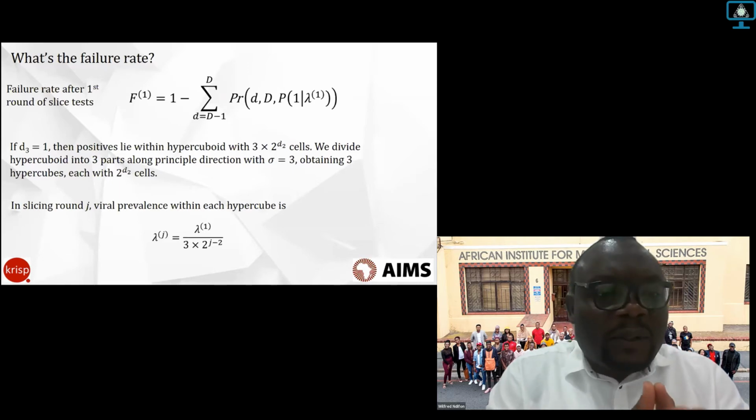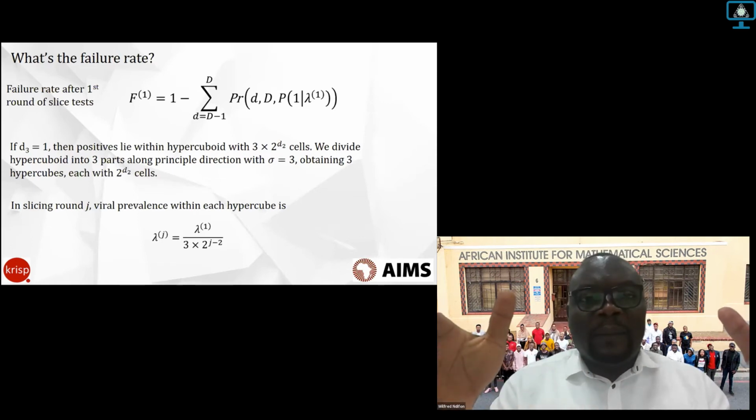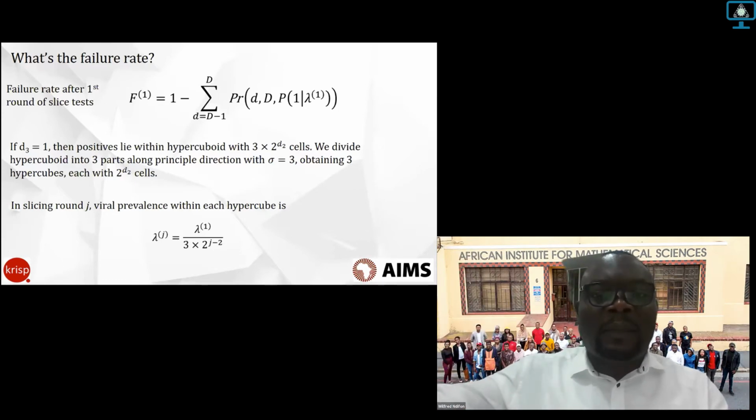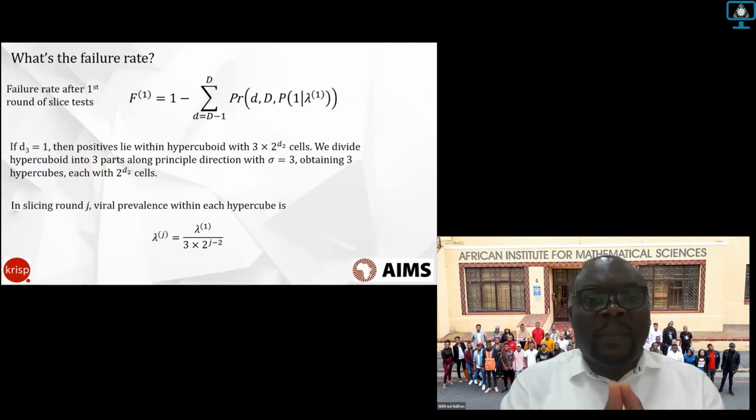If one of the principal directions has sigma equals 3, then my positive samples will lie in a hypercuboid, right? So I have only one direction with 3 positive samples. The rest have at most 2 positive samples. So I have a hypercuboid with 3 times 2 to the D sub 2 cells. And I repeat the process I described earlier. I divide my hypercuboid into 3 parts. So I have 3 hypercubes with 2 to the D sub 2 cells. And then I repeat my test. I just want to highlight the fact that the expected number of positive samples in the hypercubes found in the second round would be given by this formula. So in the jth round, more generally.